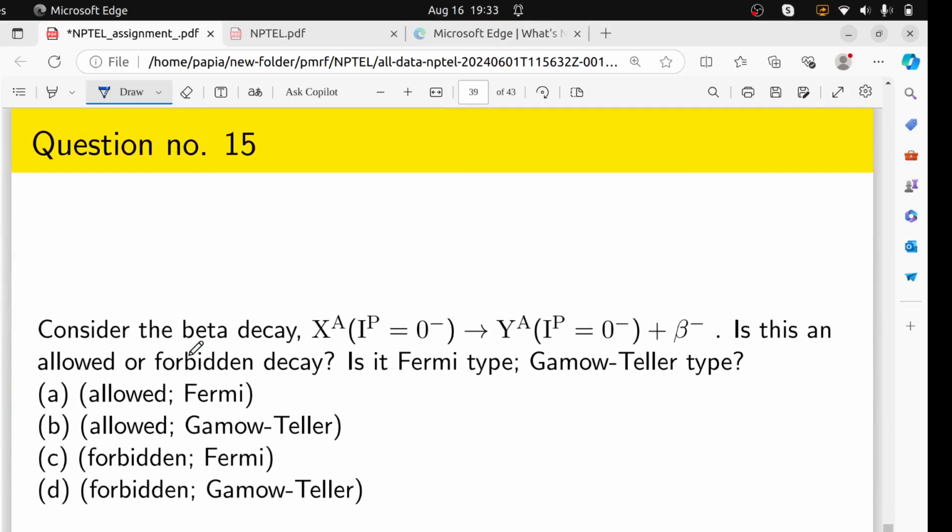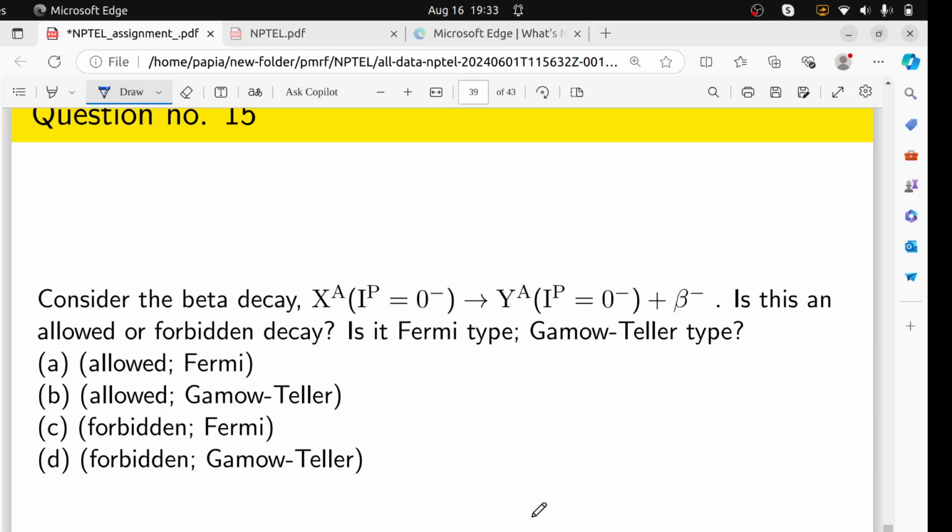So, should I go to the next question? This is also a similar question, with the table.